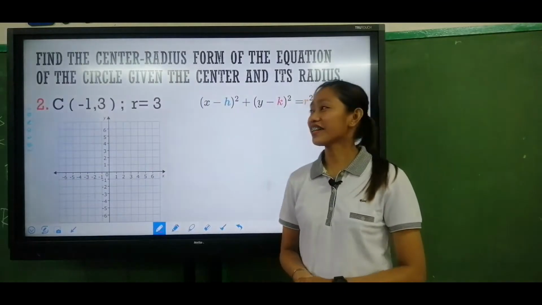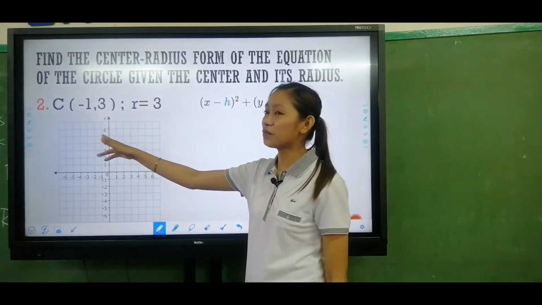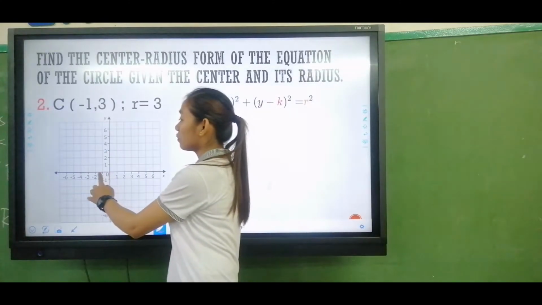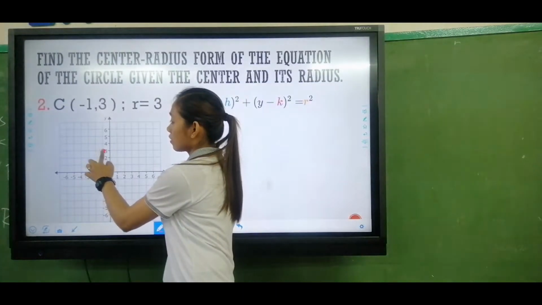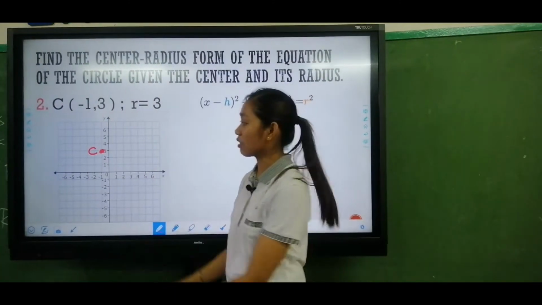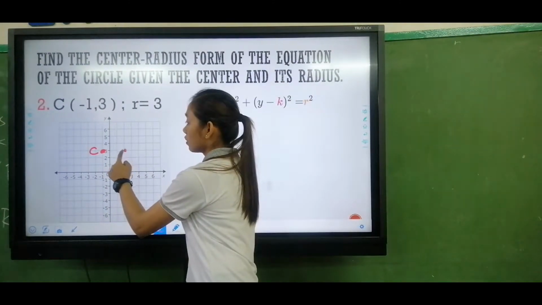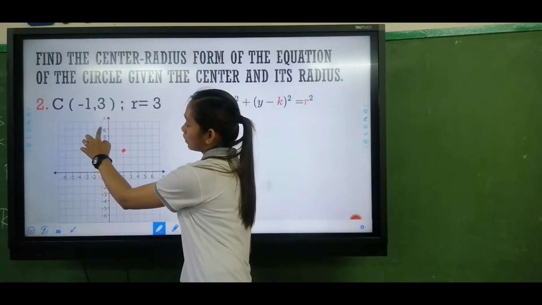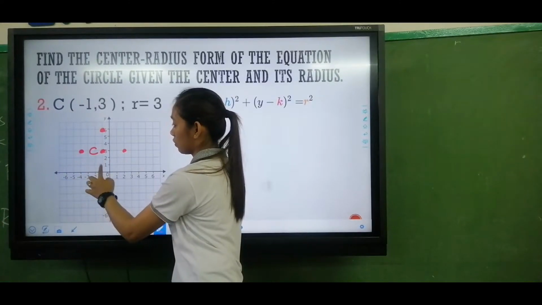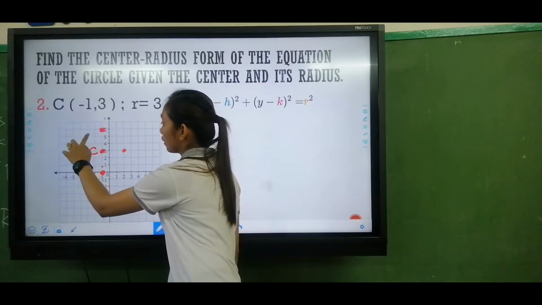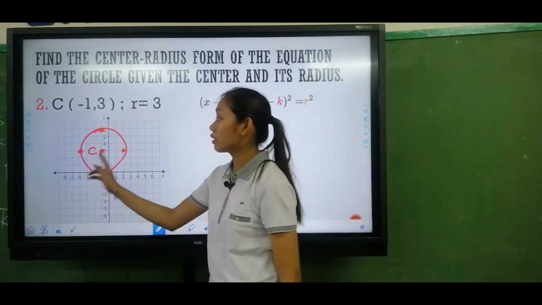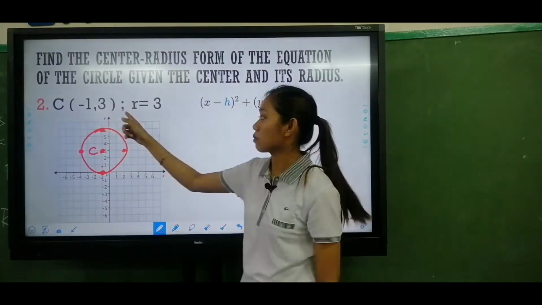Next, let's have number 2. The center of our circle is located at (-1, 3) and r is equal to 3 units. Let's plot it. So -1 and then 3. This is your center, located in the second quadrant. Our radius is 3 units. So count 1, 2, 3. This is your next point. 1, 2, 3. 1, 2, 3. And lastly, 1, 2, 3. When we connect the points on the circle, we form our circle, wherein the radius is always equal: 3 units.